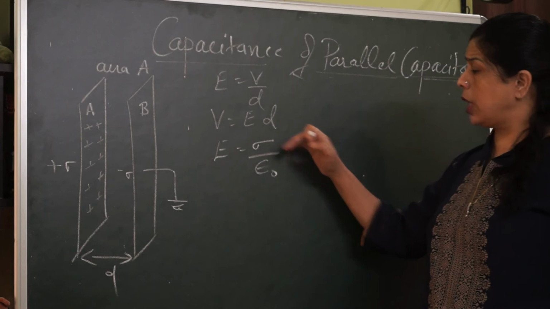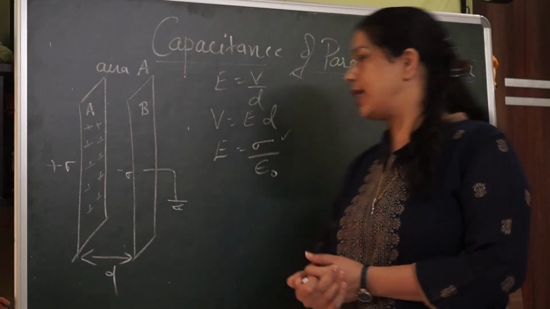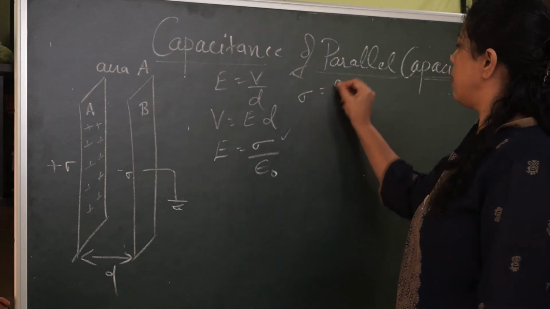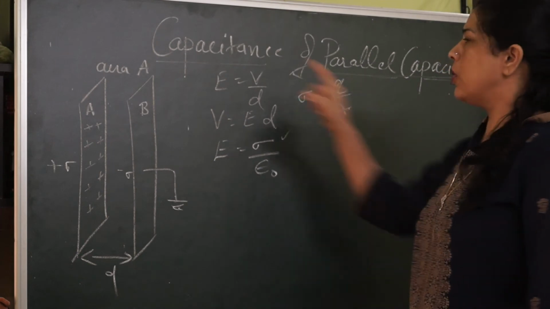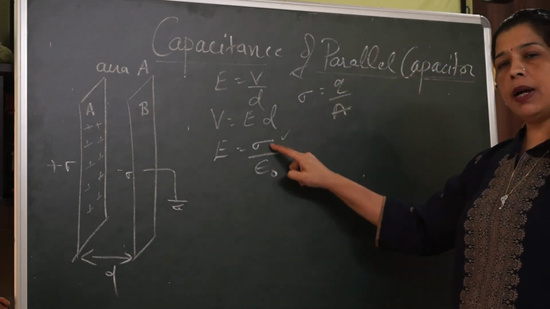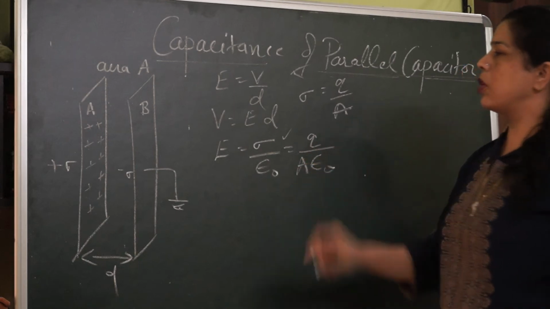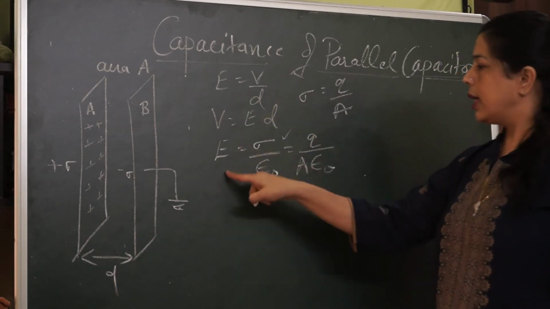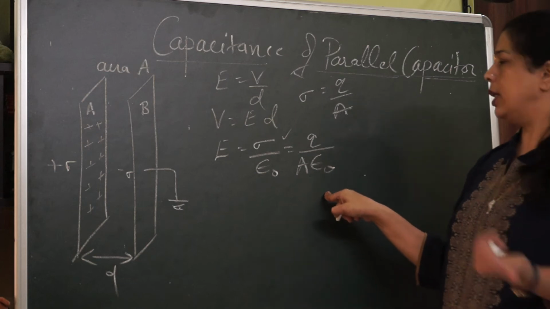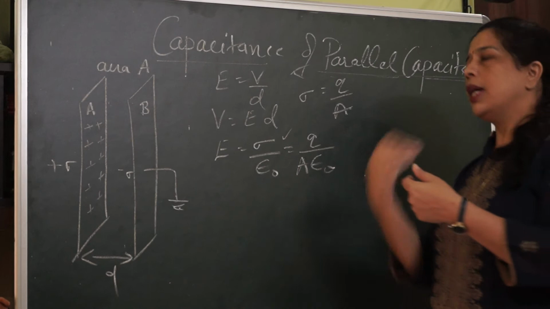E is sigma upon epsilon naught, where sigma is the surface charge density, and sigma is nothing but Q by A because I have taken the area of the plate as A. Now that you have sigma, we can put the value Q by A epsilon naught. This we already know, nothing very different. I have already taken the formula from the last topics.